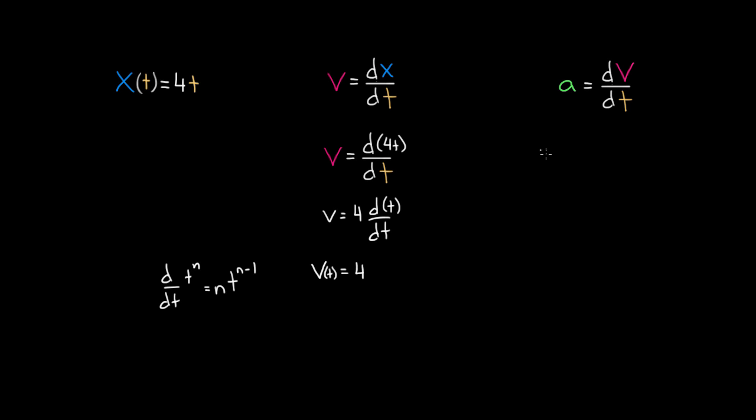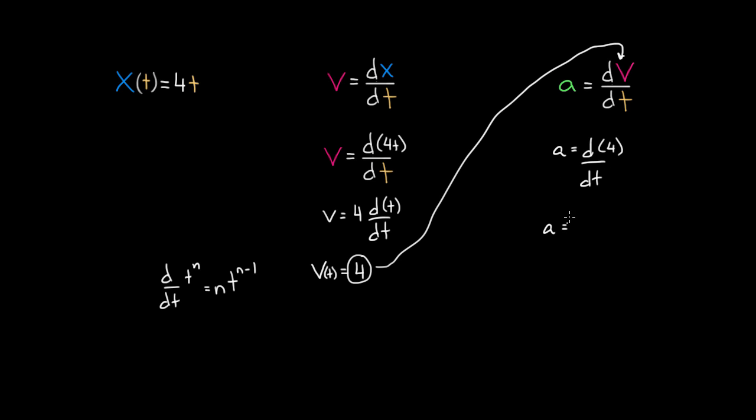And then if we want to get the acceleration, we take this function we just found, 4, and we bring it over to here, and we plug it into our velocity, and we say that a derivative of that velocity function, which is 4, will give us the acceleration, except the derivative of a constant is 0.